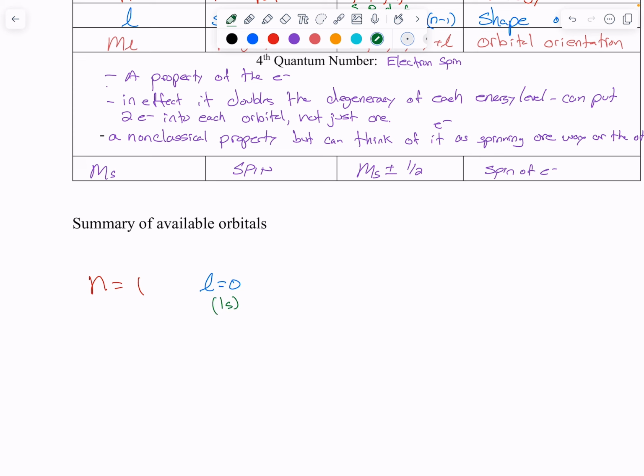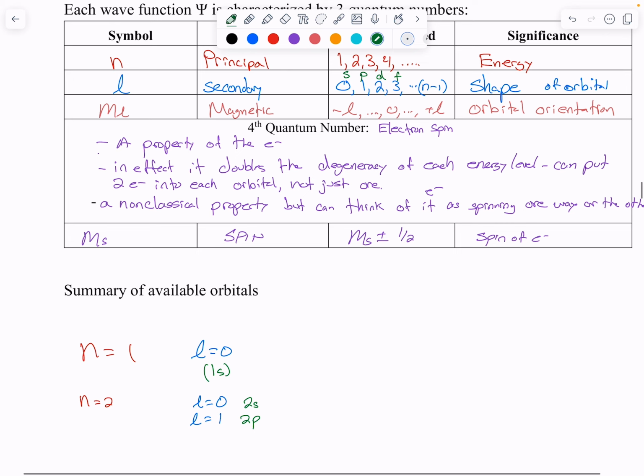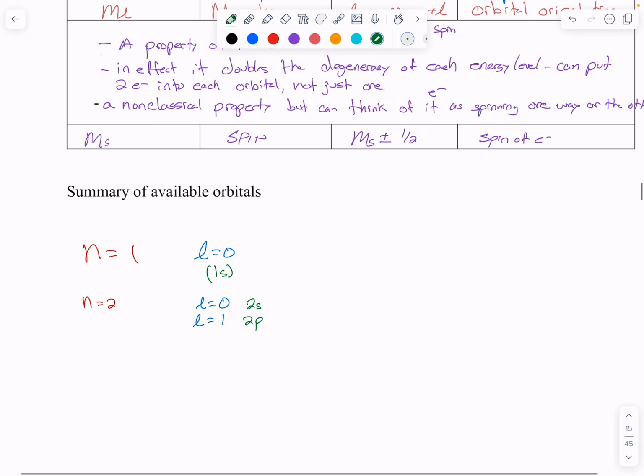Okay? If n equals 2, L can be 0 or L can be 1. All right? And so we'd have the 2s, and we got the 2p's, right? And because when L is 1, m sub L can be -1, 0, 1, there's actually 3 2p's. There's 3 p orbitals.